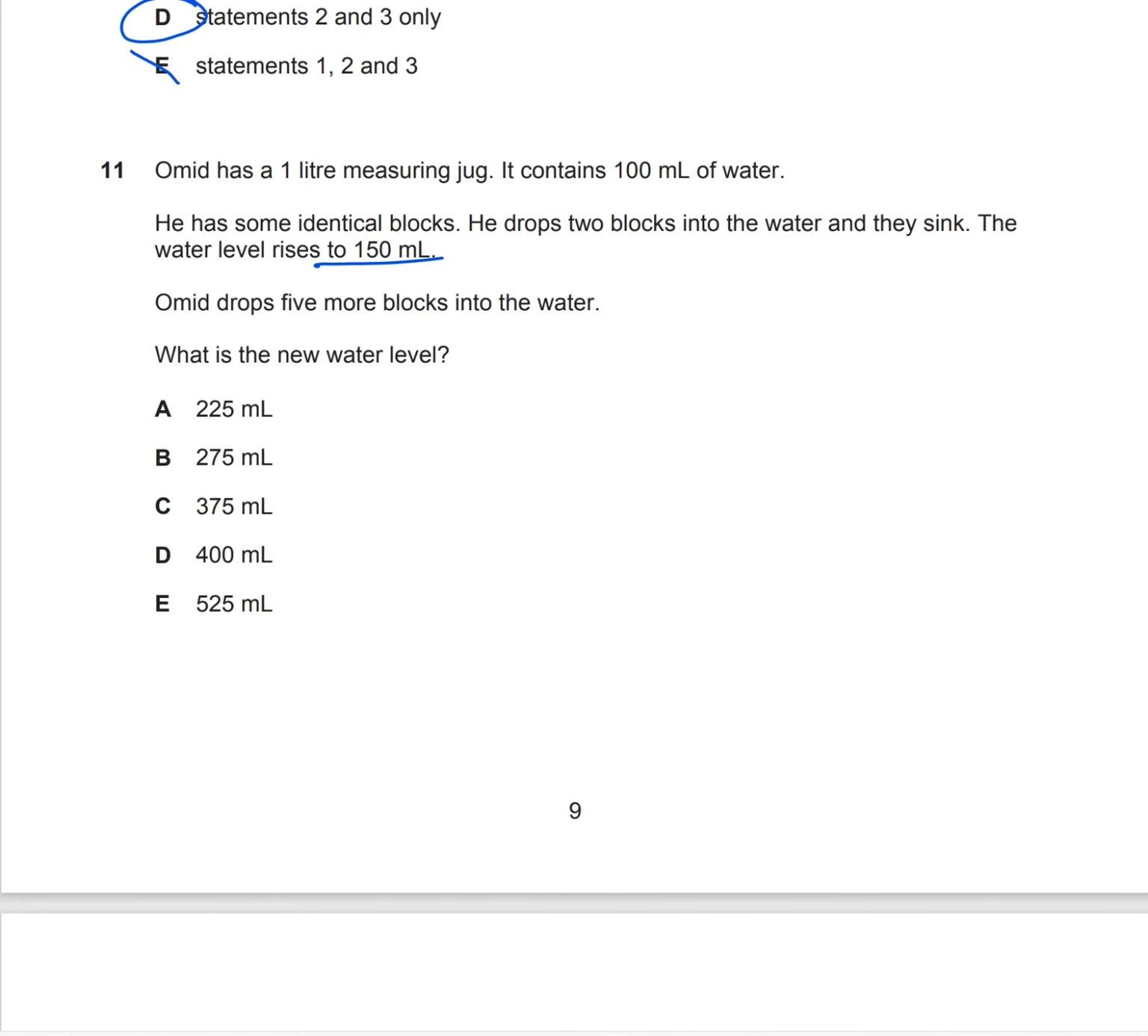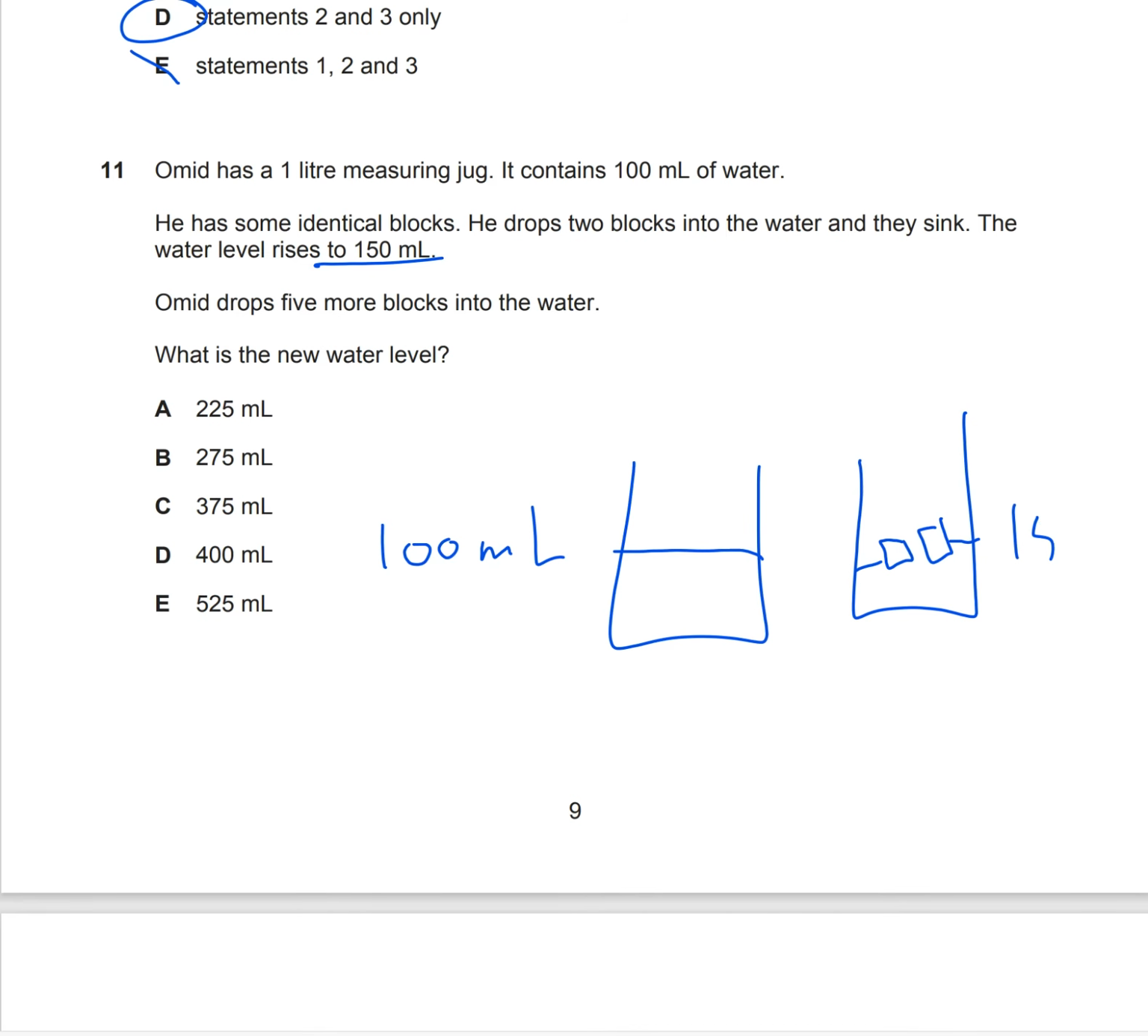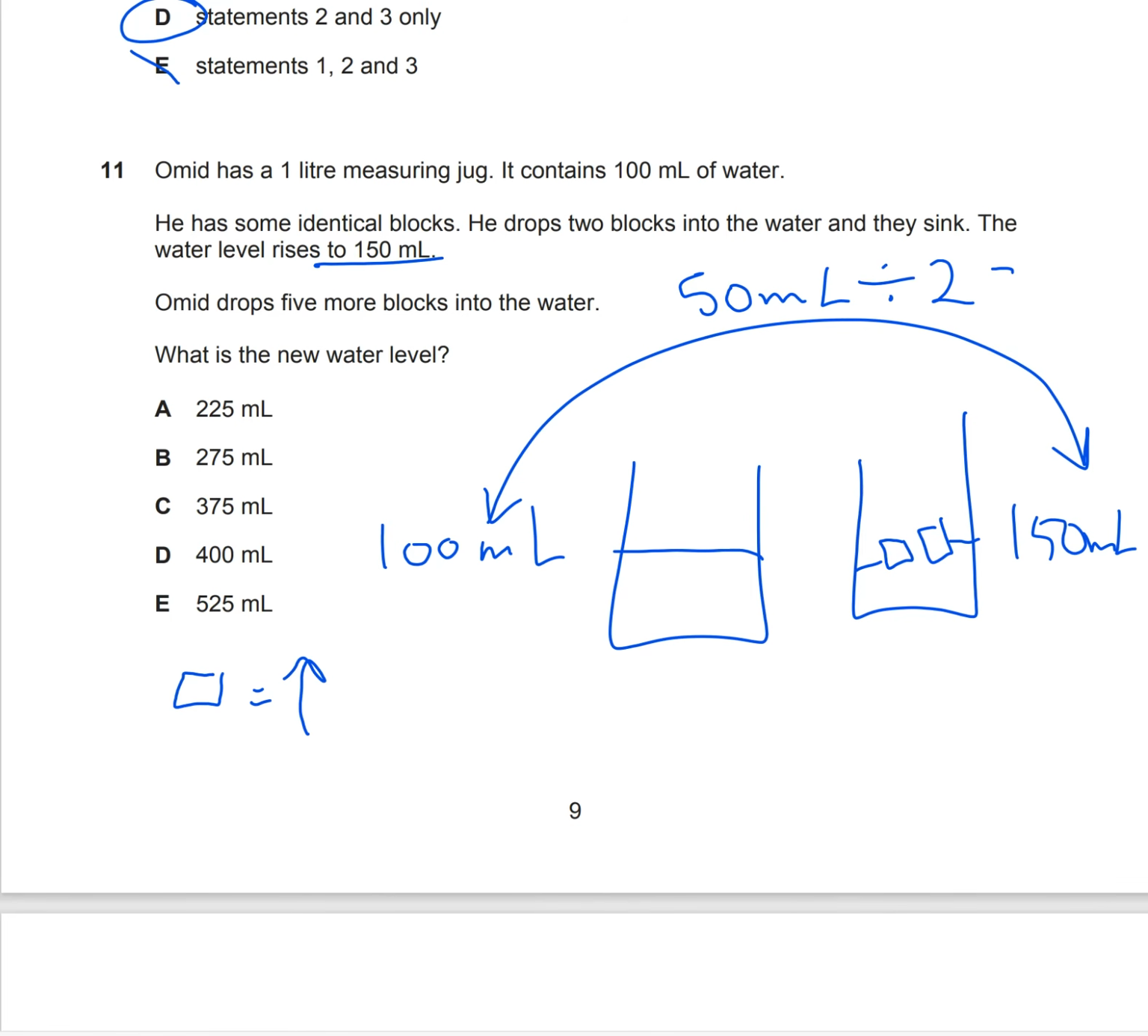Okay, so we start at 100 mils. Now after we drop these 2 little blocks in, it's going to have risen to 150 mils. What that means is that each of the blocks will rise the water level by how much? We'll find the difference first between 100 and 150, that gives us 50 mils, and we can divide that by 2 to get each block is 25 mils. So that means each block will let it go up by 25.